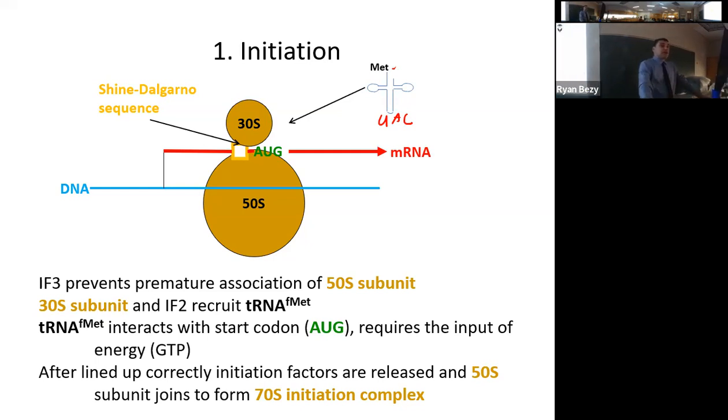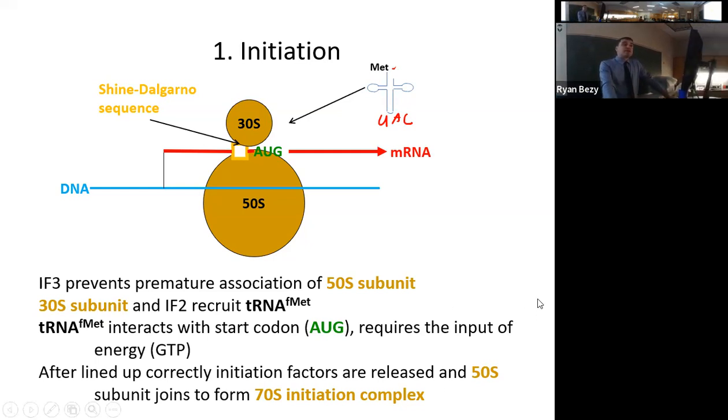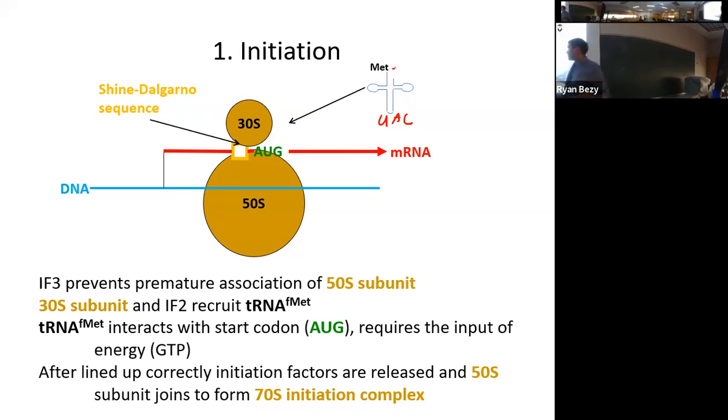That comes in, interacts with the start codon. This requires an input of energy, and the energy in this case is going to be GTP. GTP is going to be this guanine triphosphate, and hydrolysis of that is going to be the source of free energy that drives this process of translation.